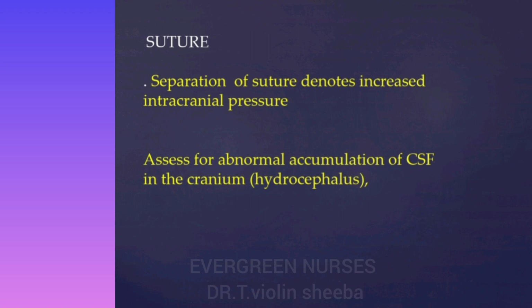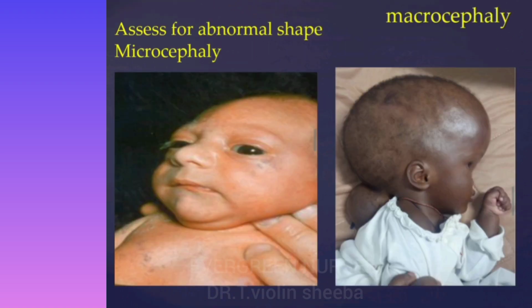Assessing the size and shape of the head is very essential. So there may be evidence of hydrocephalus, microcephaly and macrocephaly. In microcephaly, the size of the head is smaller than the normal size, whereas in macrocephaly, the size of the head is larger. Both conditions mainly occur because of congenital causes. You can see clearly the microcephaly and macrocephaly in this picture.